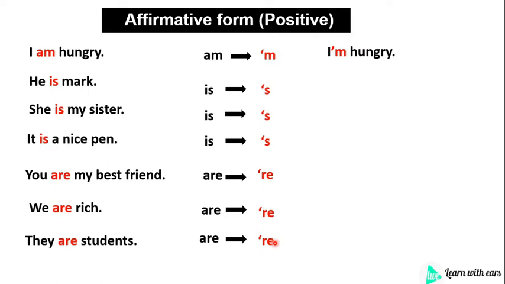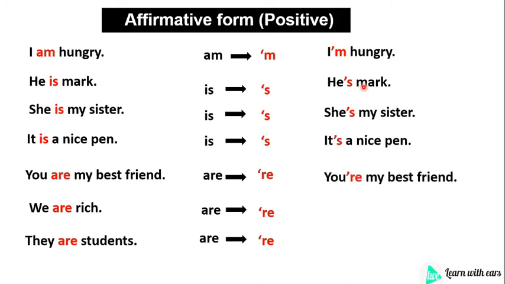I am hungry. So this is I am hungry and in short we can say I'm hungry. I am. I'm hungry. He is Mark. When we use is, this is he is. When we use apostrophe s, then this is he's. He's Mark. She's my sister. It's a nice pen. You're my best friend.